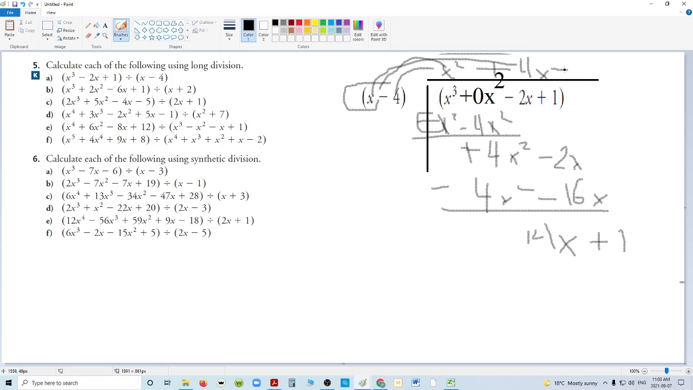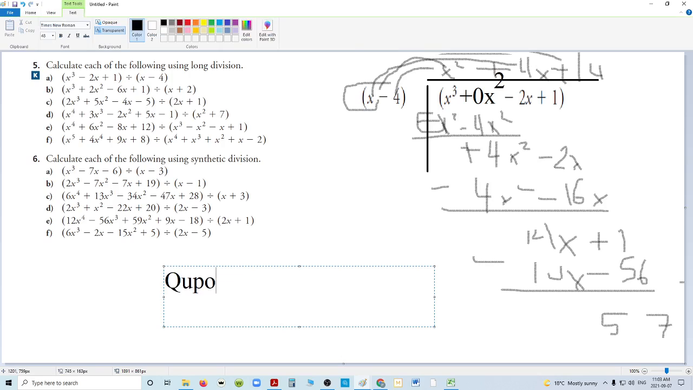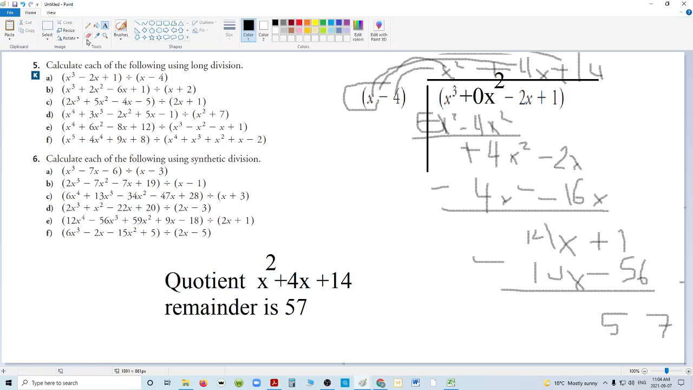To get the 14x, I got to multiply by plus 14. I get 14x as I want, and I get minus 56. When I subtract it, minus 56 becomes positive 56. So my remainder is 57. So the book is going to want you to write it like this. The quotient is x squared plus 4x plus 14, and the remainder is 57. Boom. So notice the quotient's always up here, and the remainder is always down here.